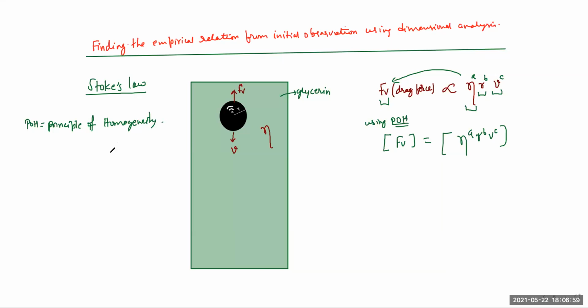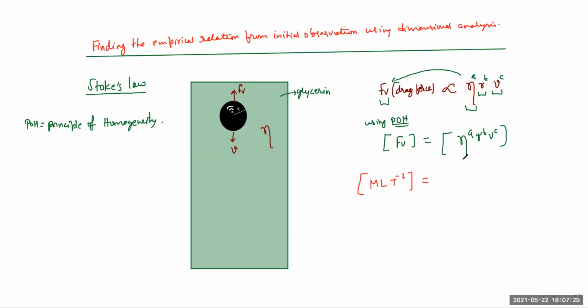I want to cook this recipe called force using the ingredients eta, r, v. These are the spices available to me, and I want to make this force. We have already derived the dimensions of the three quantities on the RHS. LHS is known to you in advance. So how do we proceed? I'll write force dimension MLT minus 2 and leave it.